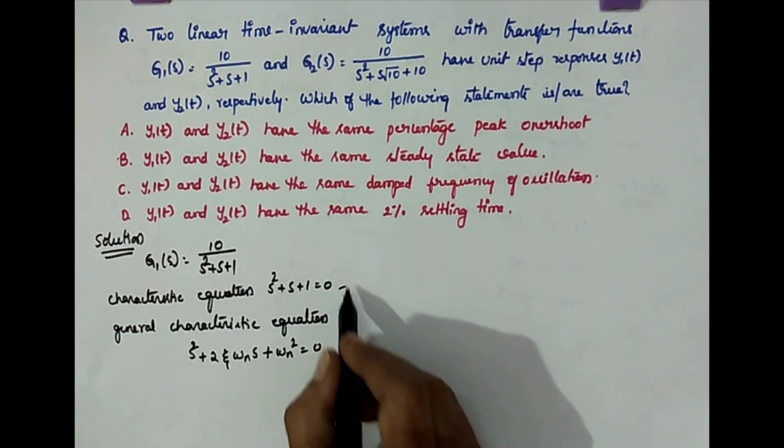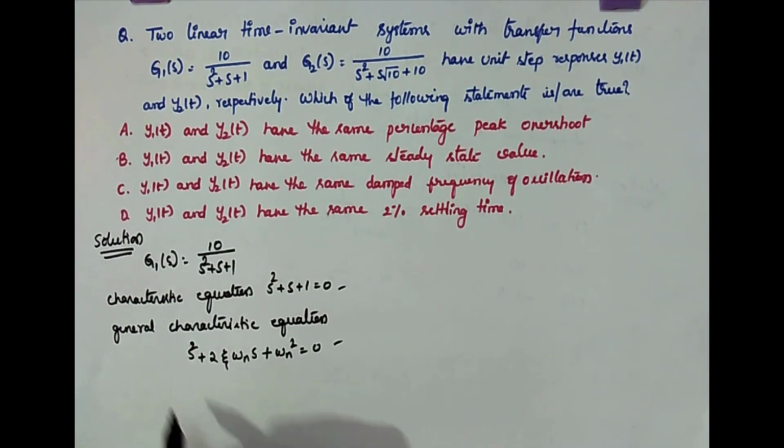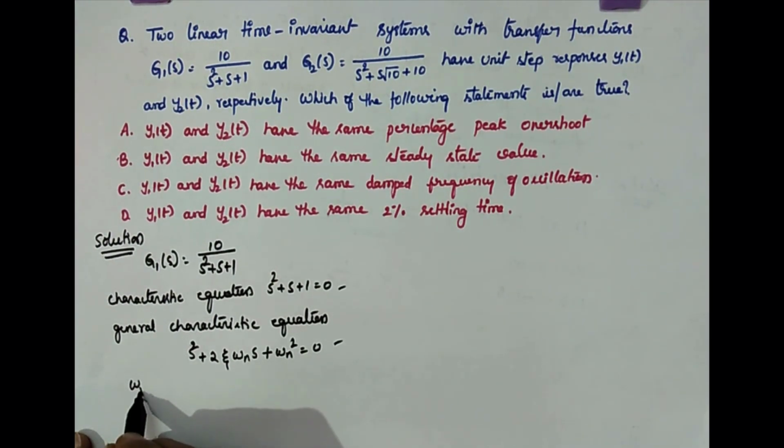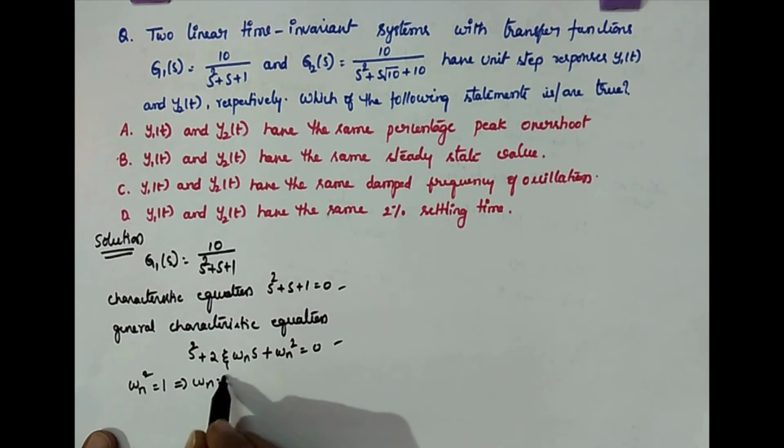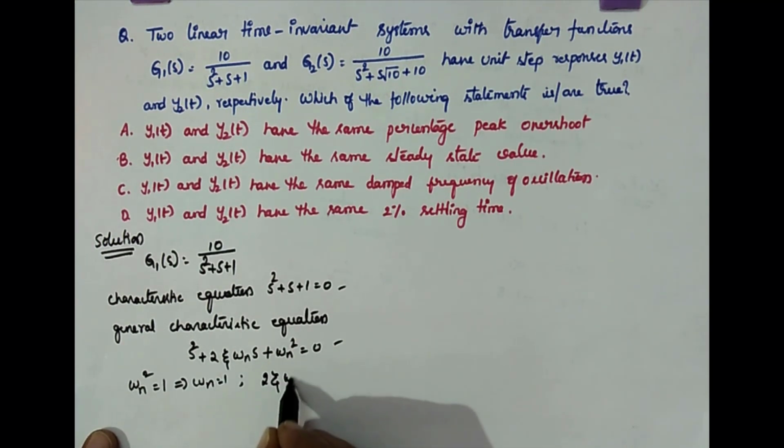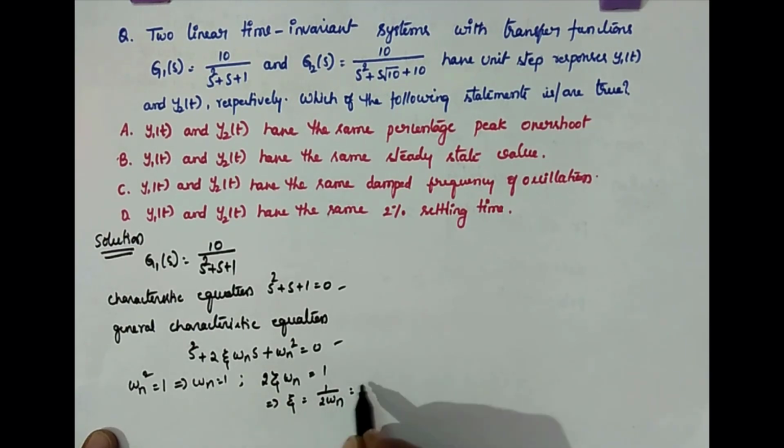Now you compare these two. If you compare these two, what is your ωn²? ωn² is 1, so ωn is 1. And 2δωn is 1, so δωn is again 1. It implies δ = 1/(2ωn), that is 1/2, which is 0.5.